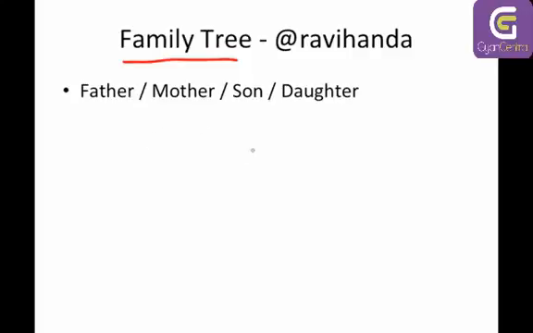What are those rules? Different generations should be kept at different levels. Say, for example, father and mother are in a different generation from son and daughter, actually they are a generation above. So you keep them at different levels. Father and mother are at a certain level, son and daughter are at a different level.